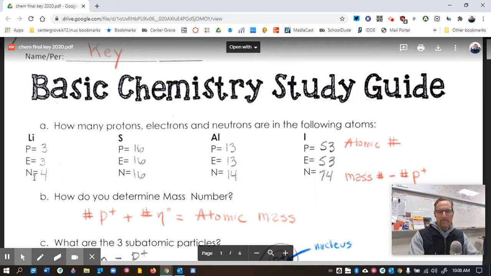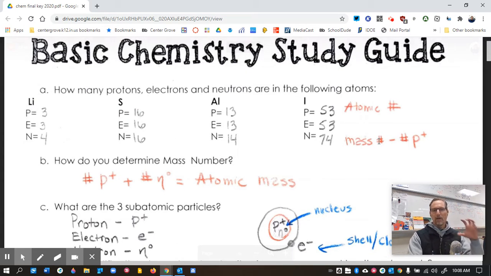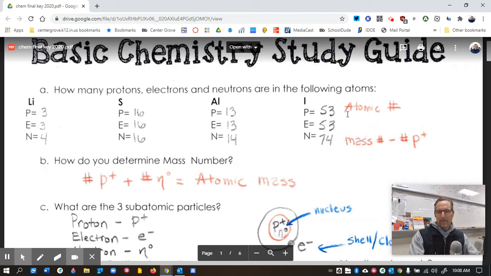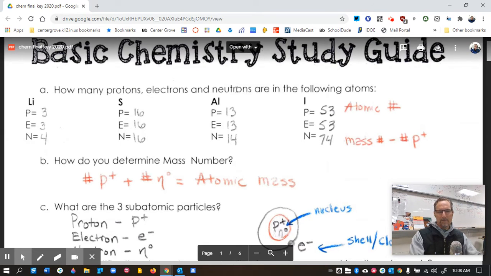And then the number of neutrons, remember, to find that, I need to look at the mass, which is also on the periodic table. That's usually the number at the bottom, and it's going to be a decimal, but that is the other number on that periodic table tile. What I want to do is take that mass number, subtract the number of protons, and that'll give me the number of neutrons. So those are how I determine the number of protons, electrons, and neutrons.